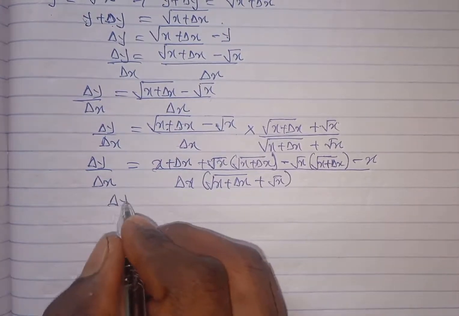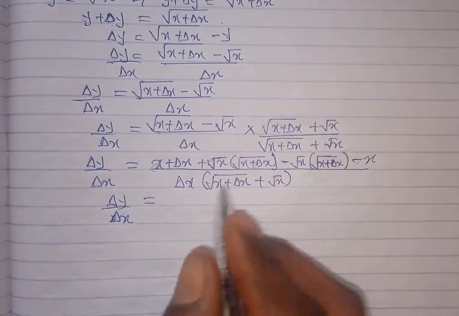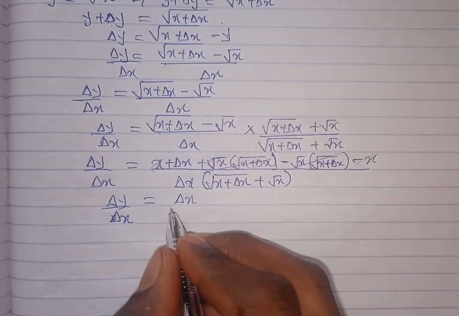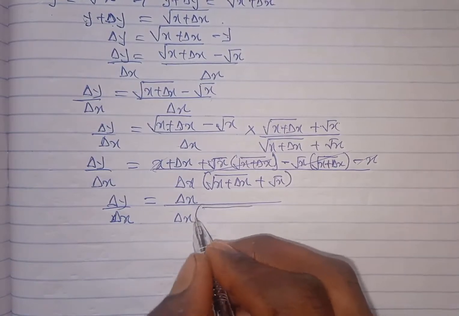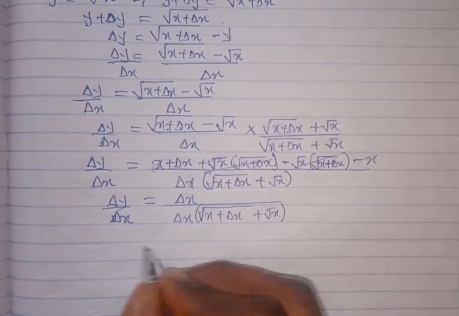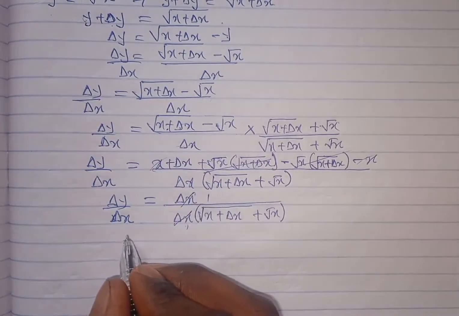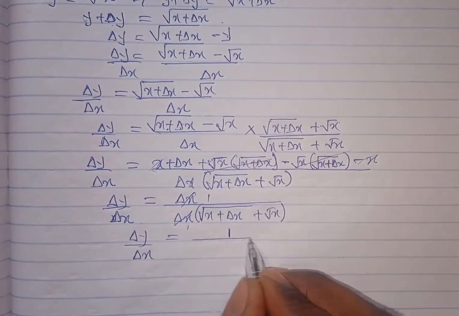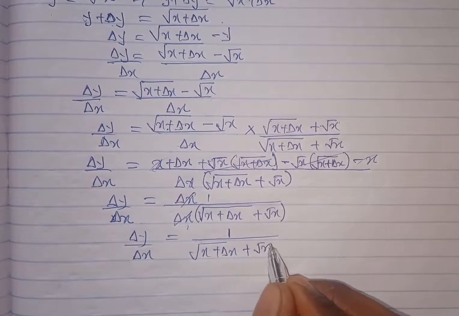So change in y over change in x will be equal to this one minus this one, then you are left with change in x, then this will remove this, then you are left with change in x over change in x, then into square root of x plus change in x, then plus root x. You discover that change in x divided by change in x gives 1. So therefore, your change in y over change in x will be equal to 1 over square root of x plus change in x plus root x.